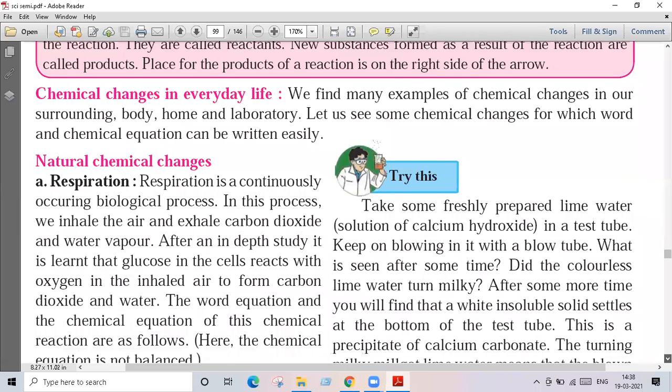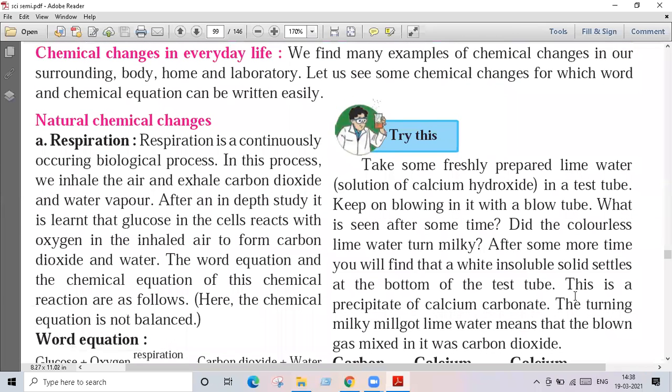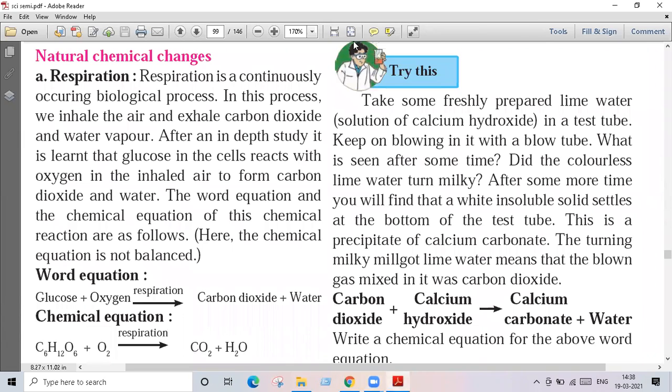Now, what are the chemical changes in everyday life? So in our surroundings, body, home, laboratory, there are many different changes. The first example is respiration. In our body we do respiration, the breathing that we do, it is also a kind of chemical reaction. What happens, you know? Glucose. From where do we get glucose? Whatever food we eat, that gives us glucose.